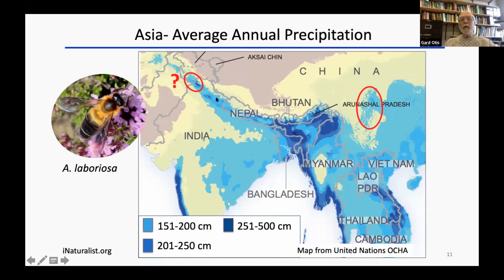And you can see that that rainfall pattern extends all the way up here into northeastern Pakistan and adjoining Jammu in India. We have several pieces of evidence that suggest that laboriosa does occur up here, but so far we haven't been able to verify that. And my colleagues who've looked for it in Pakistan were unsuccessful last summer.